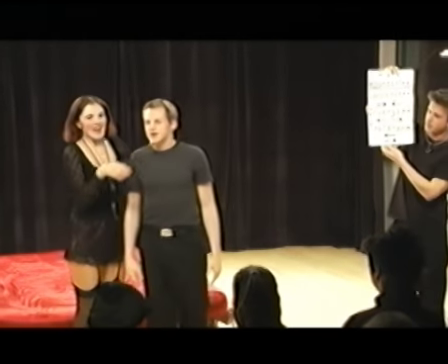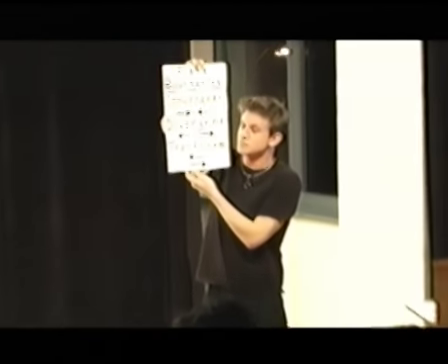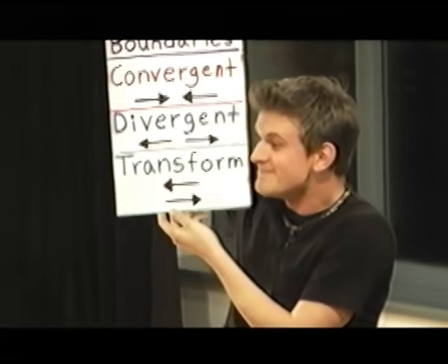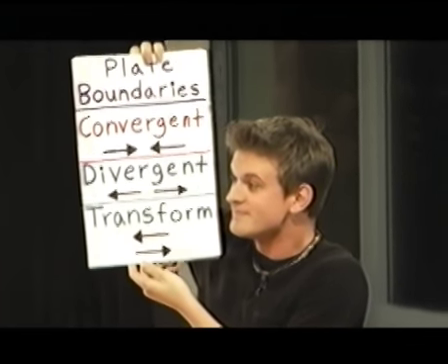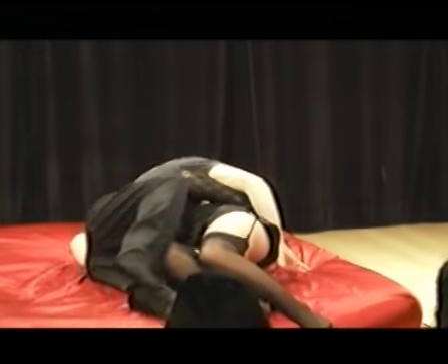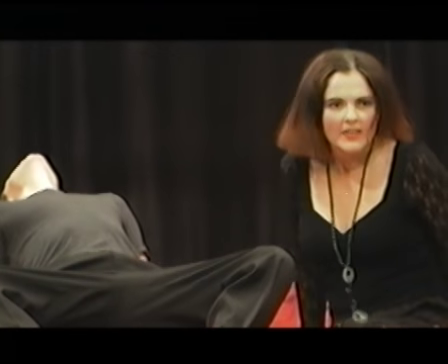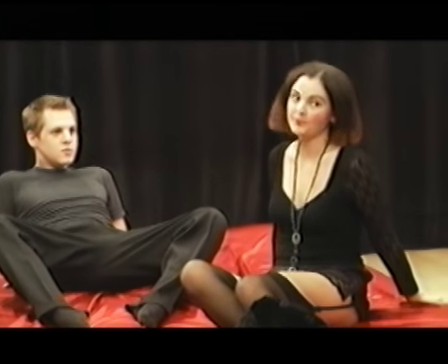Okay. So let's talk about transform faults or strike-slip faults. That's my favorite boundary because it happens a lot in California. So in this reenactment, I will be playing California, and Peter will be the Pacific plate. Peter, you better turn around and make that a left lateral.